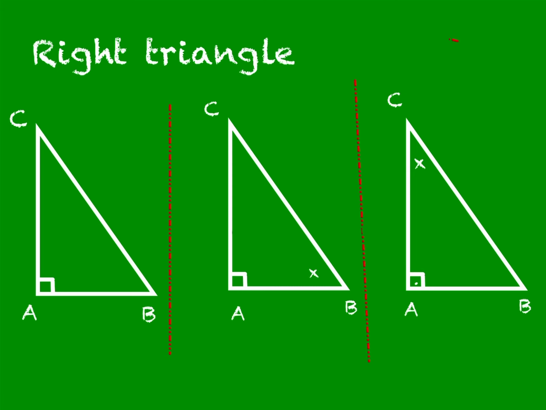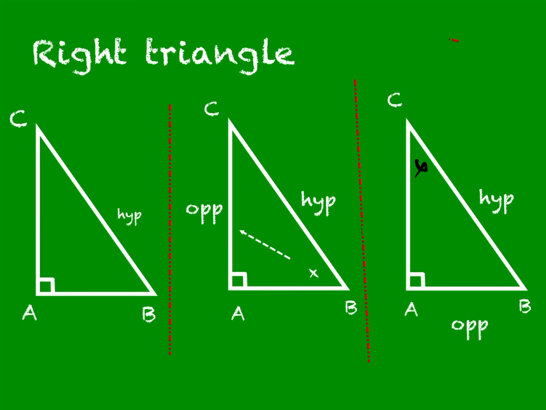First of all, in any right triangle, the side opposite the 90 degrees is the hypotenuse. Always the opposite side is the hypotenuse. Okay? Then, where is the x value? Angle. The side opposite the angle, like here, is called the opposite.